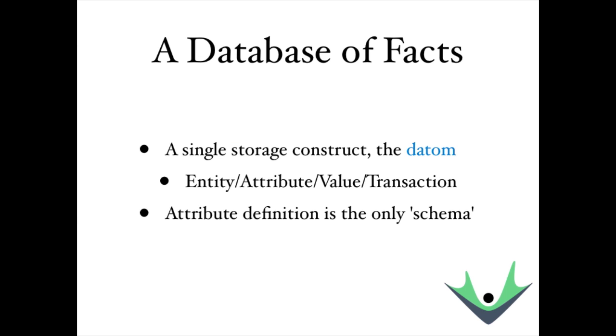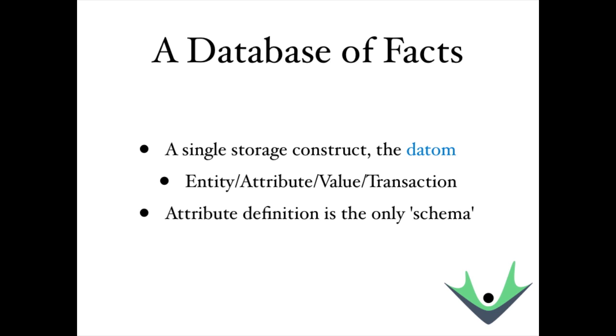So Datomic is a database of facts. And we use only a single representational construct for storage, which we call the datum. And it has four aspects to it: the entity, the attribute, the value of that attribute or values, and the transaction at which point in time that fact was recorded or retracted.